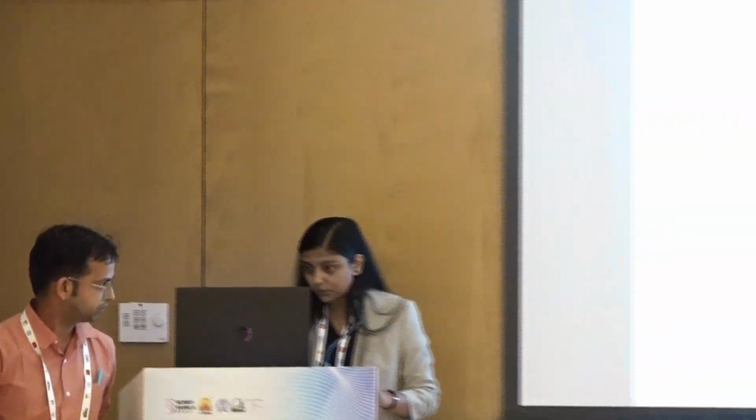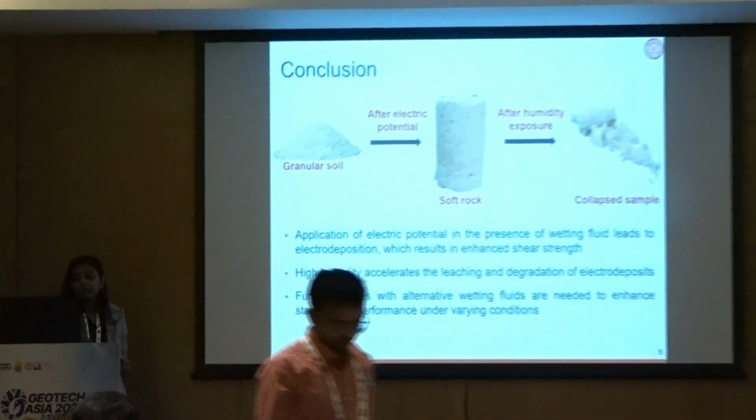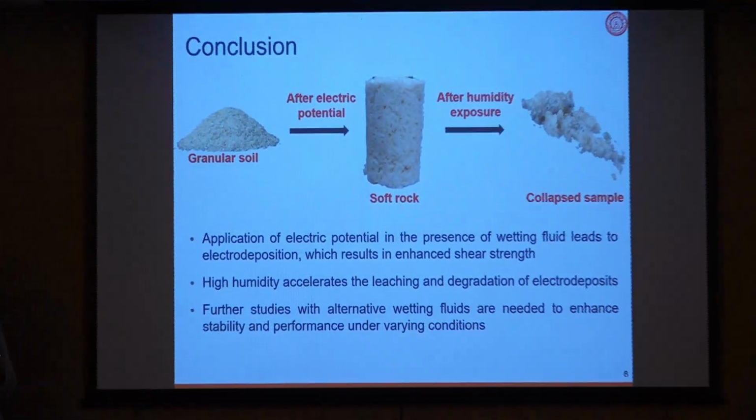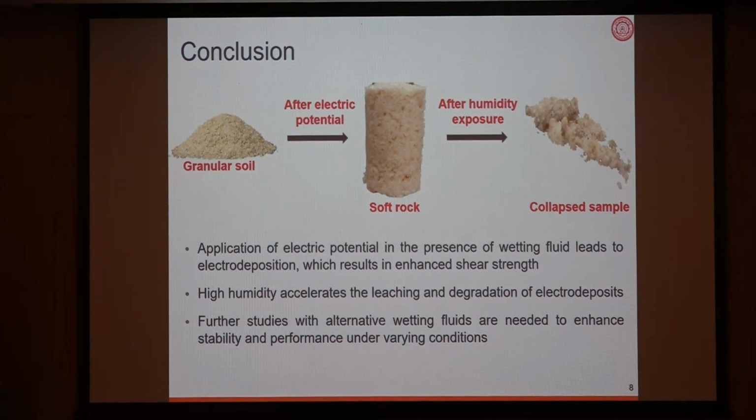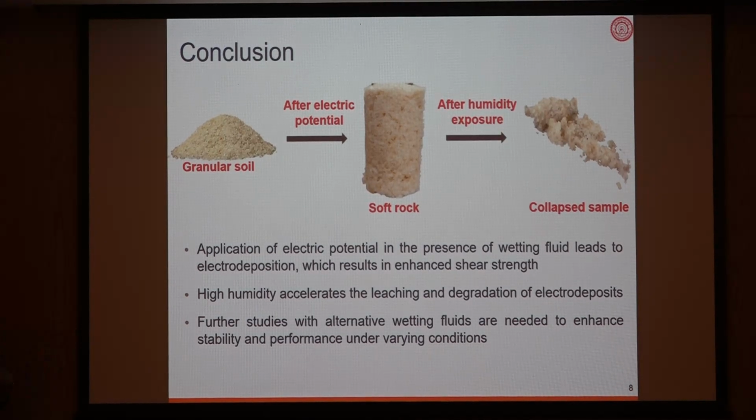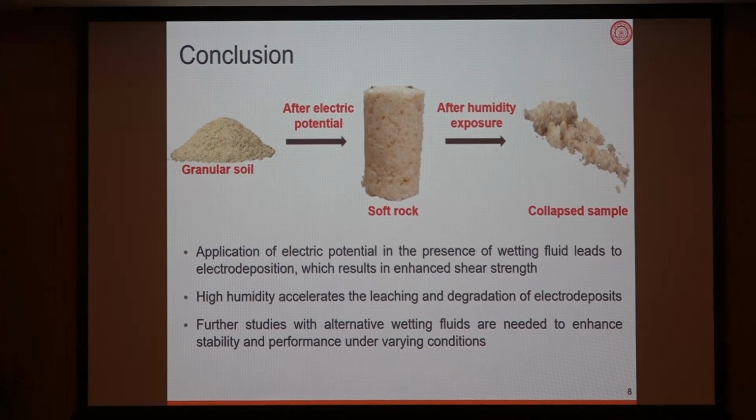So after converting the granular material to the soft rock, I expose this sample to the humidity condition. Then we get the completely collapsed sample. Basically, in this study, we need to explore more wetting fluids so that we can get a sample that can sustain its strength under humid conditions also. Currently, I am working on the same. Thank you.